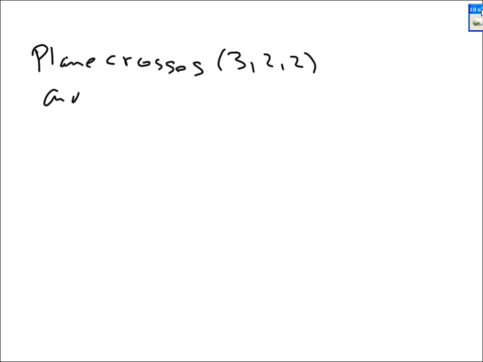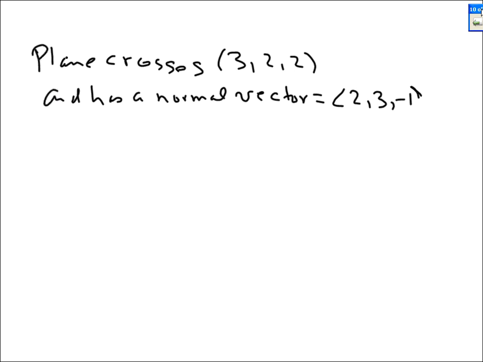Okay. And has a normal vector equal to 2, 3, negative 1. So again, here's a point 3, 2, 2. And here's an arbitrary point. Now, actually, that point in theory can be anywhere. It can be in the plane or not.